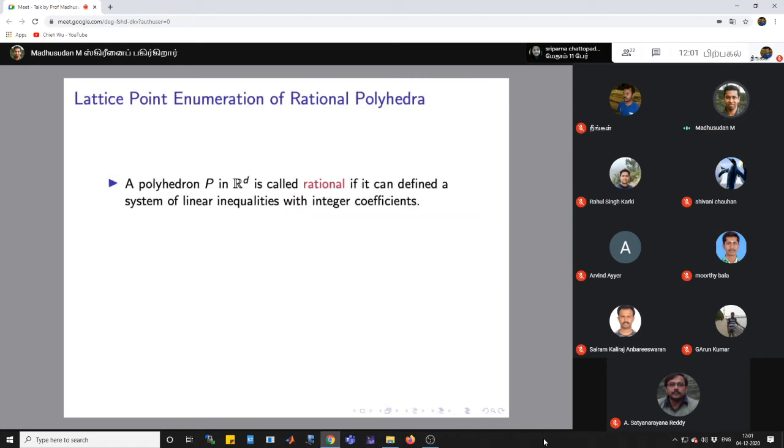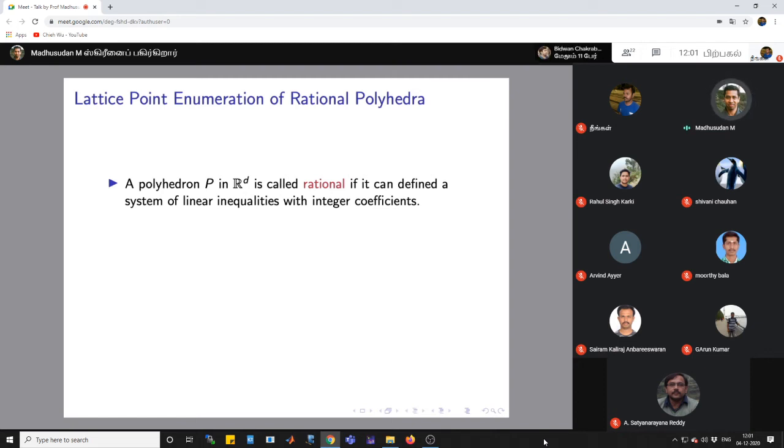And so now one last tool, and then we'll move to the proof sketch. We'll look at a special case first and then move to the sketch of proof. So one last key tool is this theory of lattice point enumeration of rational polyhedra.